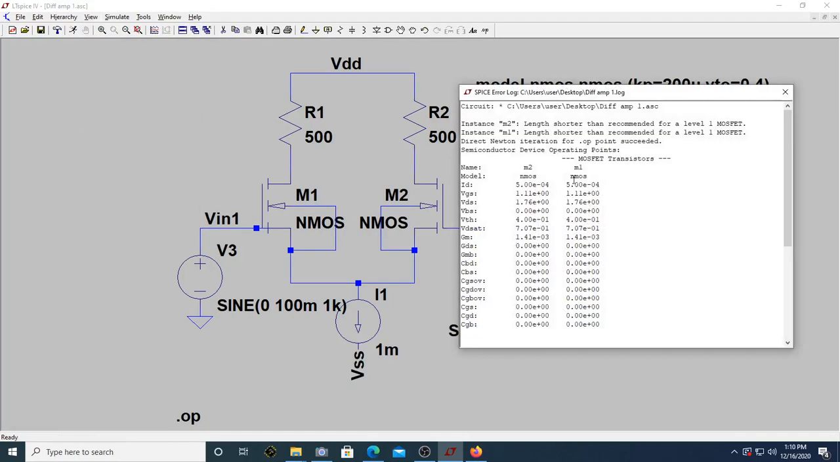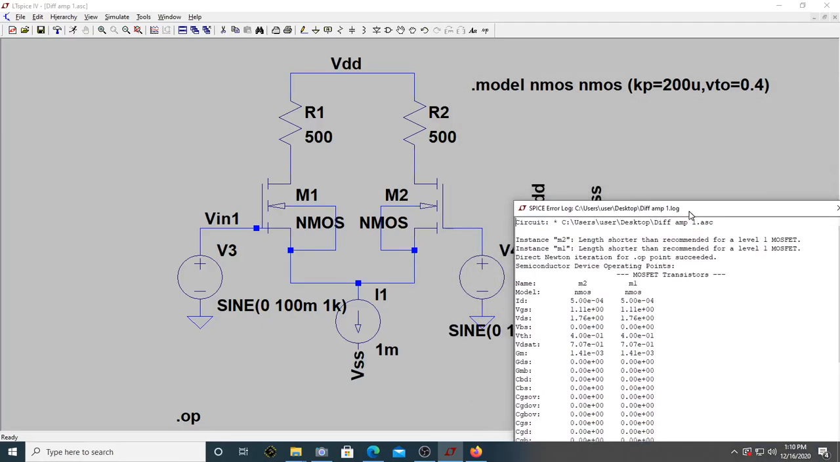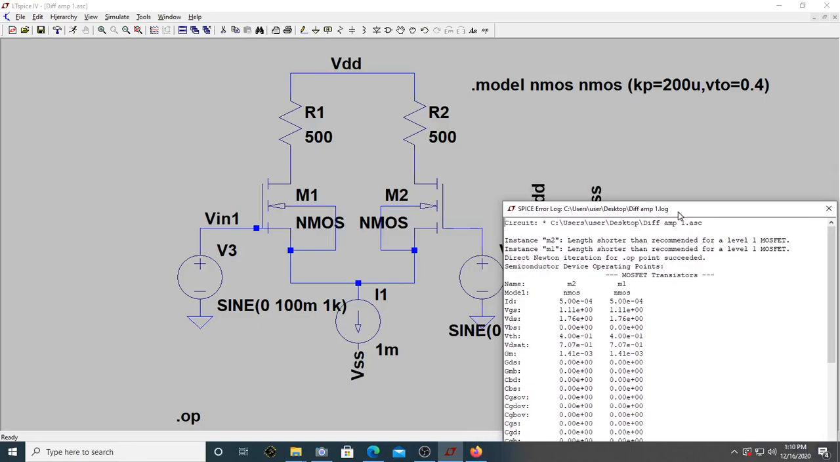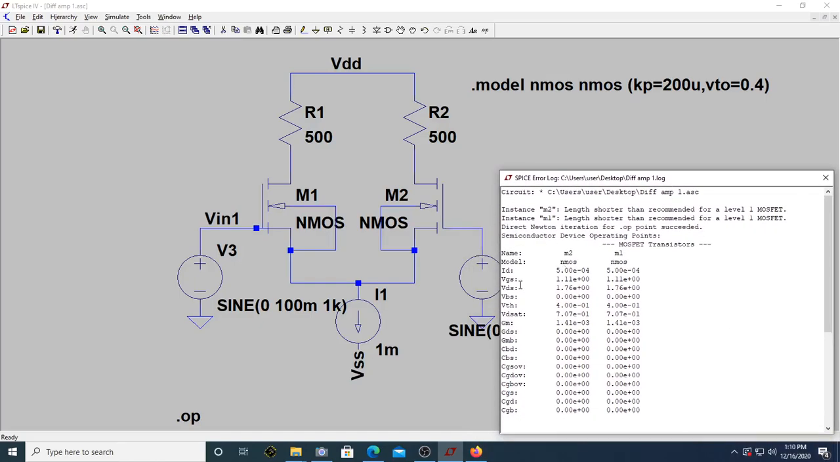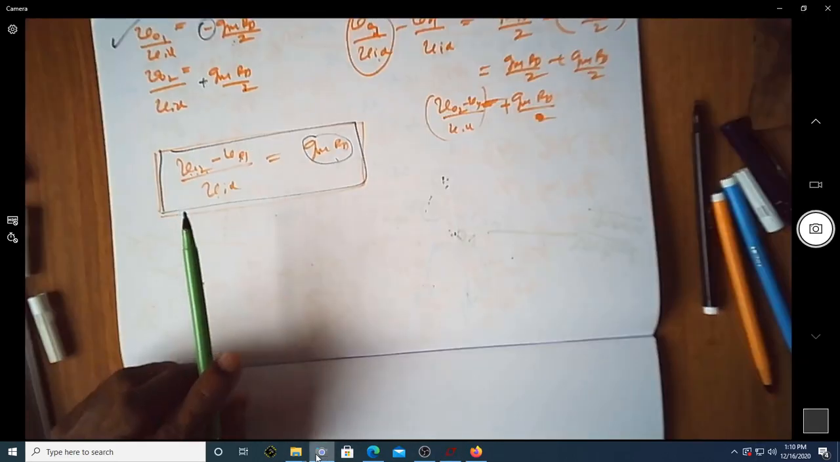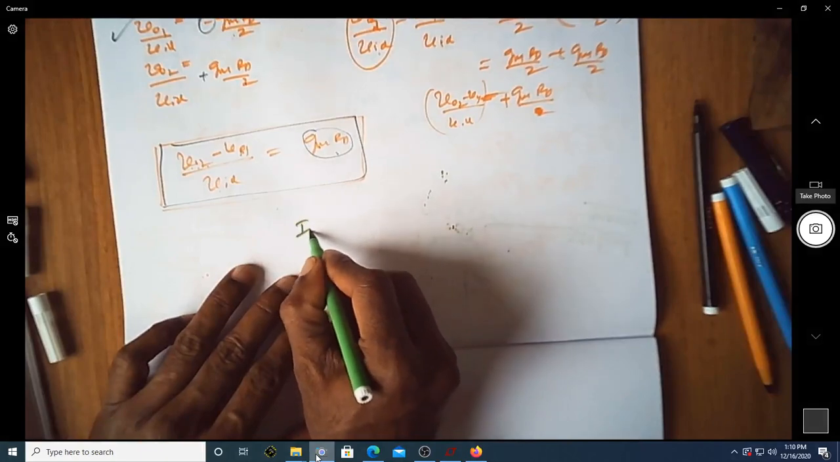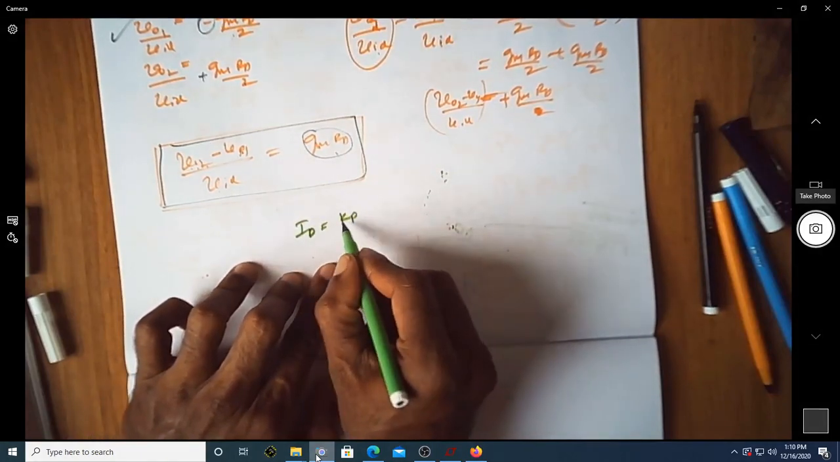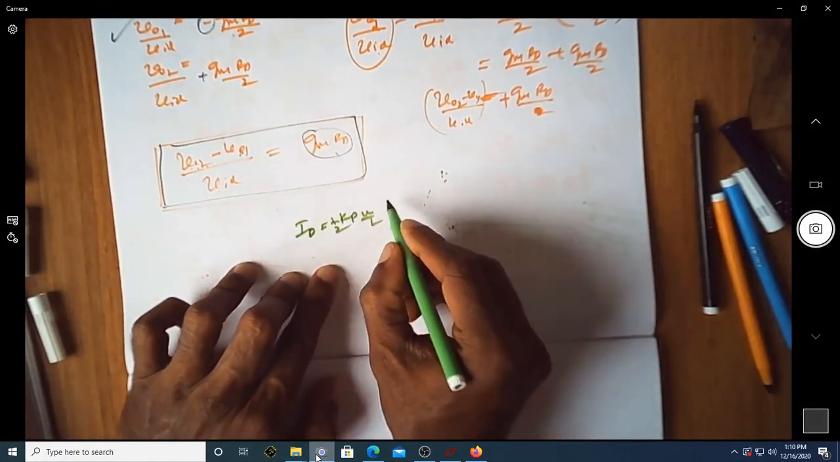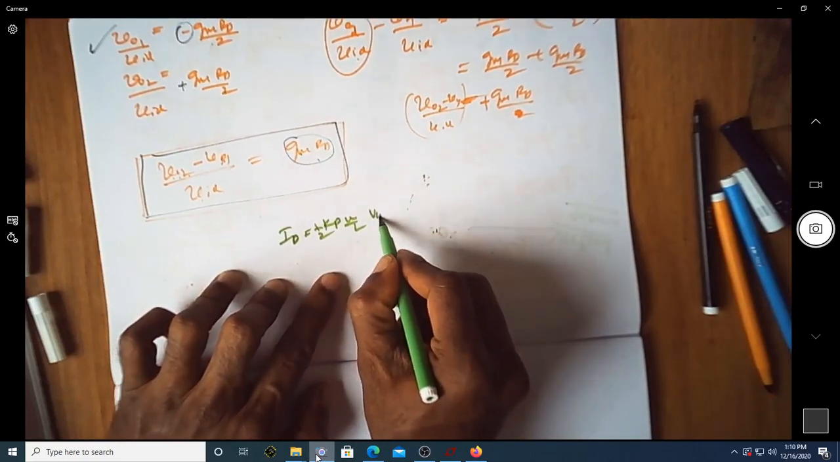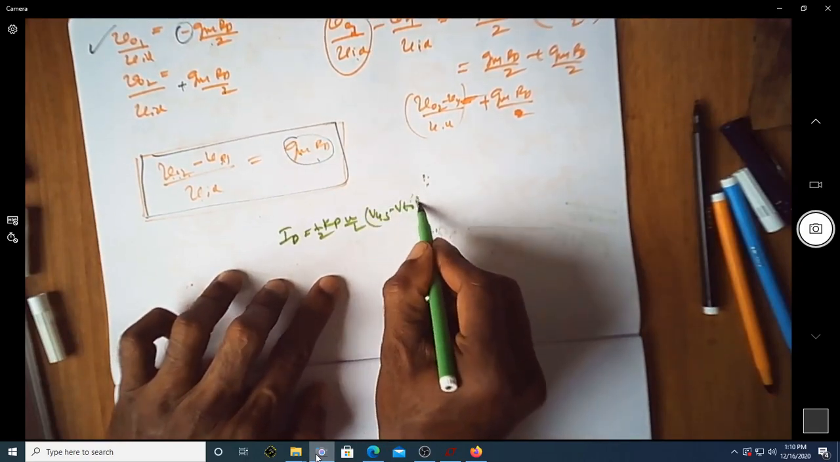So VGS is actually 1.1 volt, which you can verify also. The VGS happens to be 1.1 volt, which you can certainly verify using this particular expression. What I'll show you is, let me see, ID is equal to half kp W by L, of course, VGS minus VTO whole square.